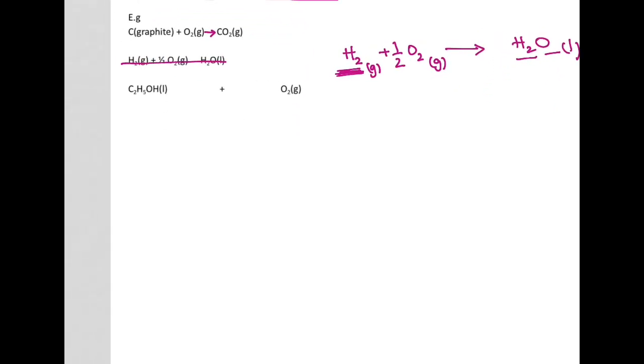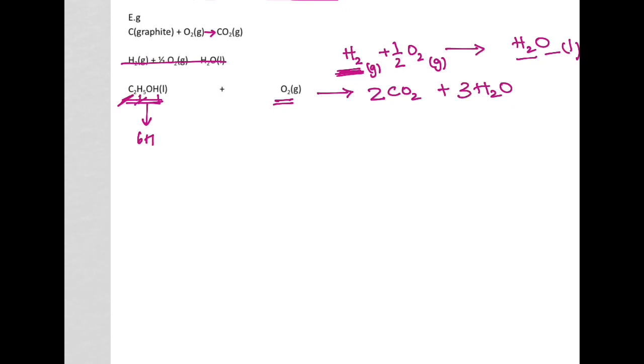Now for this one, this is a substance that you're burning, so you're reacting it with oxygen. Because this is an organic compound with carbon and hydrogen, this is going to give you carbon dioxide and water. So we're going to balance the equation. There's 2 carbon here, so I put 2 here. And then there is 5 plus 1, so 6 hydrogen, so I put 3 here.